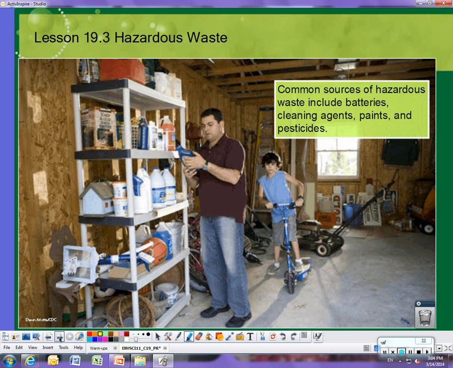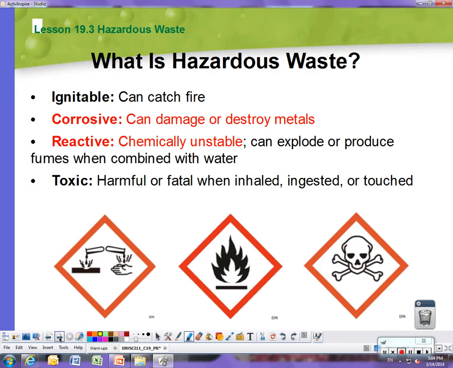All right, hazardous wastes. We've talked a little bit about this, so you should know ignitable and toxin, but I want you to write down corrosive and reactive because I don't know if you know those exactly. And then you need to make sure that you recognize the symbols: you have corrosive, you have flammable, and then you have toxic.